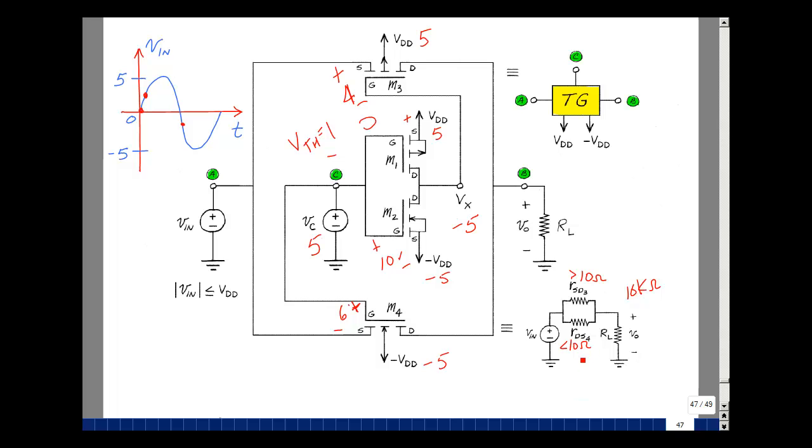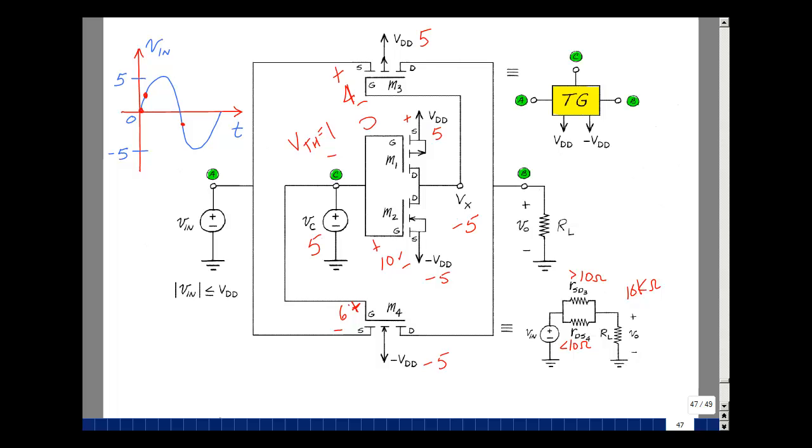When I've got something smaller than 10 in parallel with something bigger than 10, it's going to give me something that's less than 10. Which divided with 10K, 10K over 10K plus whatever this turns out to be times the input, and we can pass the signal. This is pretty much like a relay, but it's not mechanical, and this will last a lot longer than a mechanical device that's switching mechanically on and off.